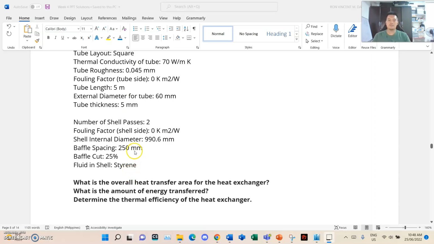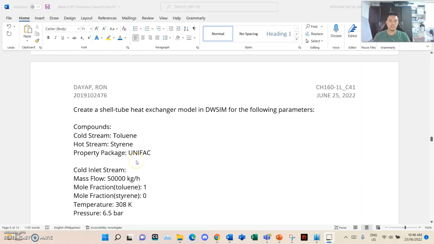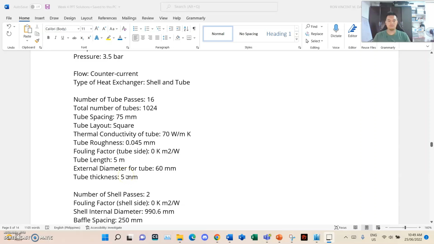In the shell part, the number of shell passes is 2, fouling factor is 0 Kelvin meters squared per watt, shell internal diameter is 990.6 millimeters, baffle spacing is 250 millimeters, baffle cut is 25%, and the fluid in the shell is styrene. And note that the shell fluid, styrene, is also considered as the hot fluid.